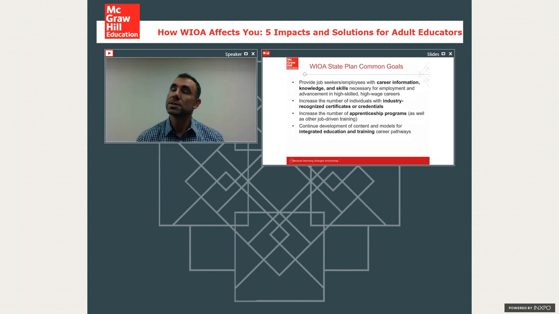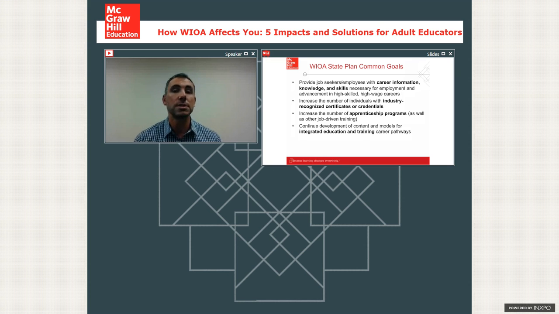Career information, knowledge, and skills. It's important that we're providing job seekers, employees, and our students with information that's going to help them understand what is needed for them to advance into high-skilled and high-wage careers. Another common goal is to increase the number of individuals with industry-recognized credentials and certificates.